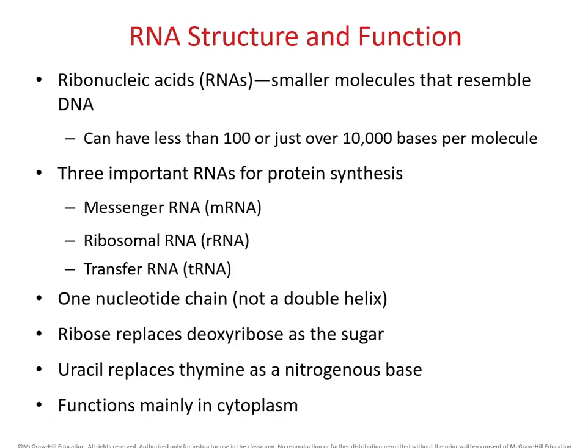And then transfer RNA is something that we use in the process of translation, in the process of making a protein. Transfer RNA, or tRNA, carries the individual amino acids to the ribosomes to be added to the growing protein. RNA is not a double helix, it's just one chain, and it doesn't have deoxyribose as its sugar. Instead, it has ribose, and we already talked before that RNA has uracil in the place of thymine.